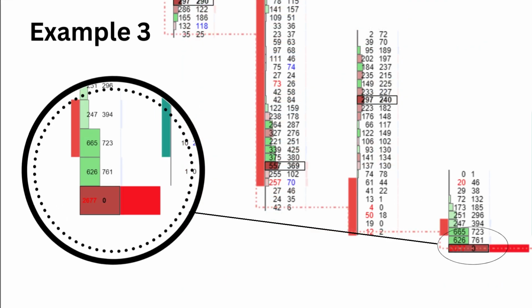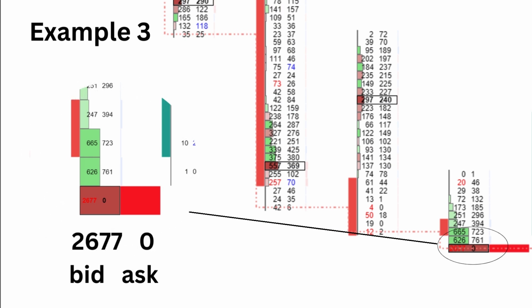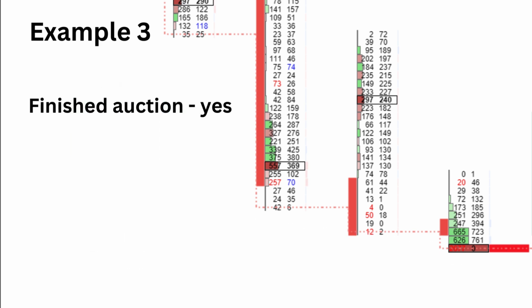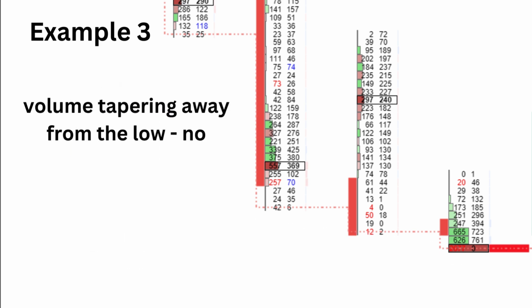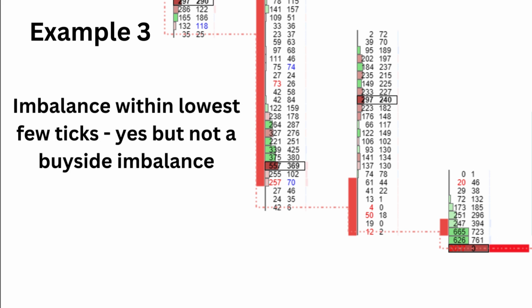The third example, we have a finished auction, but in opposition to my previous advice of the lower the better for the bid or ask volume, this is actually extremely high. But let's do our standard checks. Finished auction, check. Volume tapering, no. Inverse to that, the volume at the low is actually the highest and is the point of control at the very low. Do we have an imbalance?